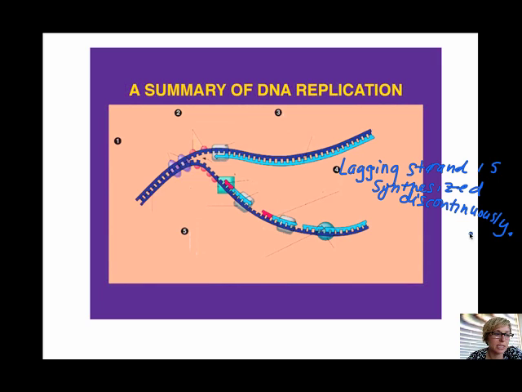So it's synthesized discontinuously, and what happens is it does it in short little sections, and it uses this thing called an RNA primer, and it makes these little special fragments called Okazaki fragments. So it's synthesized discontinuously.